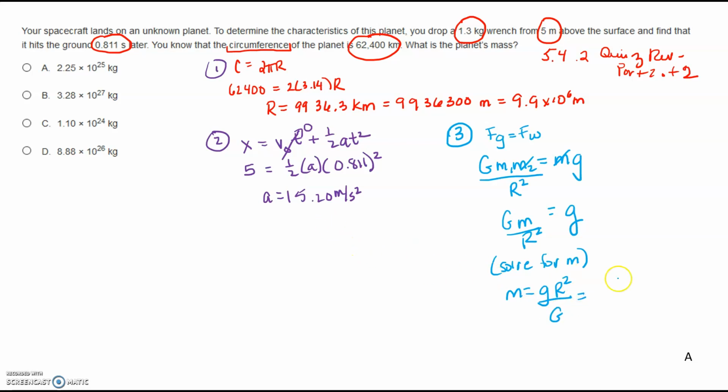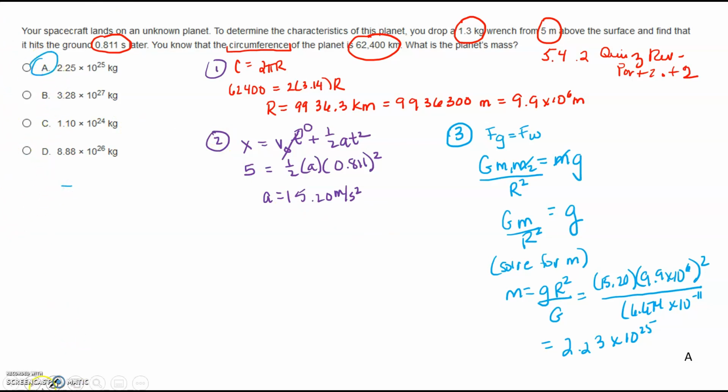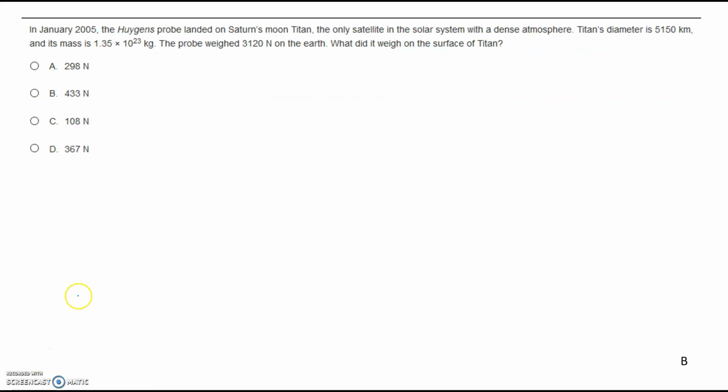So this is where I'm going to put my 15.20 times my 9.9 times 10 to the 6th squared over 6.674 times 10 to the negative 11. And I get for a mass 2.23 times 10 to the 25th, which is A. Where's my cursor? I can't see it. Where am I? There I am. Okay, sorry. A. All right, next problem.